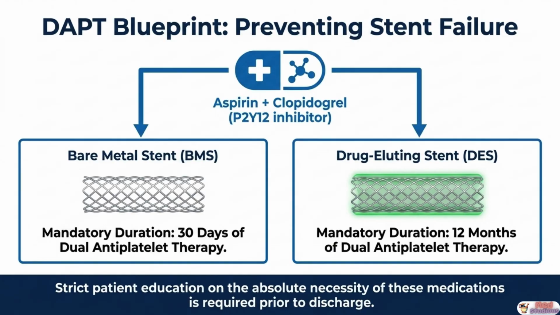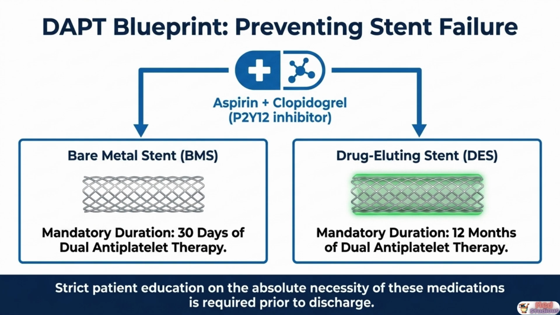The pharmacological shield against stent rethrombosis is dual antiplatelet therapy, DAPT, and its precise duration is determined by the type of stent implanted, making this one of the most frequently examined topics in cardiology examinations. DAPT consists of two antiplatelet agents with complementary mechanisms. Aspirin, which irreversibly inhibits cyclooxygenase 1 to block thromboxane A2-mediated platelet aggregation, combined with a P2Y12 receptor inhibitor, most commonly clopidogrel, but ticagrelor or prasugrel are used in higher-risk patients for their more potent and faster-acting platelet inhibition.